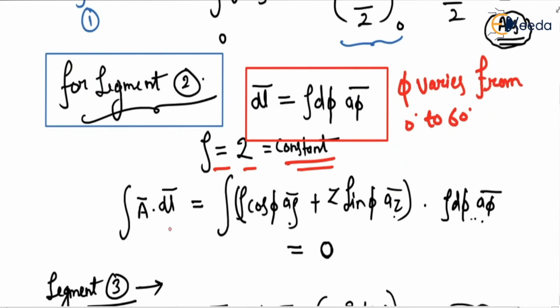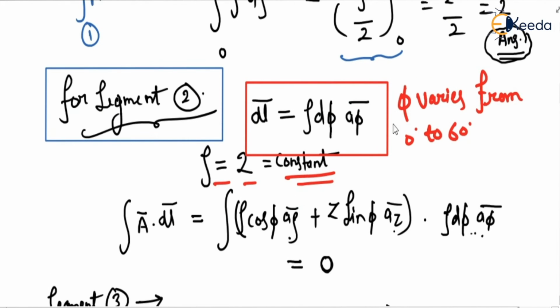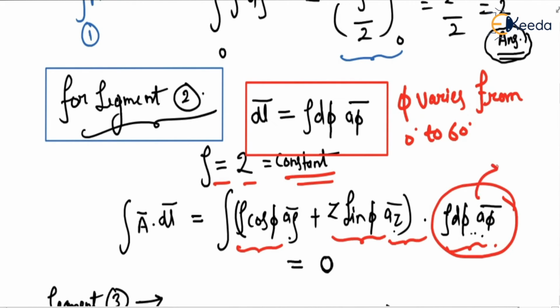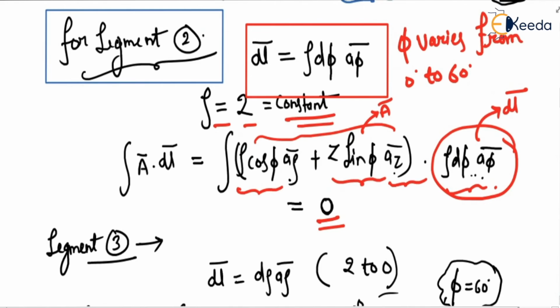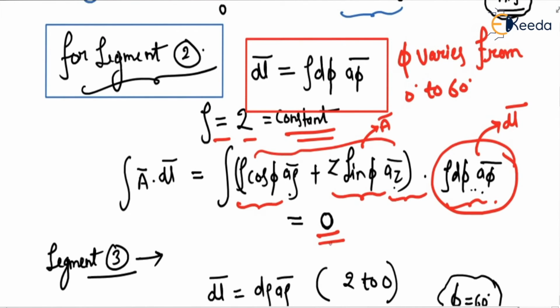So A vector dot dl vector: again, A vector is rho cos phi a rho plus z sin phi az, dot rho d phi a phi. This is completely dl vector, and this is completely A vector. There is no a phi term in the A vector, so the dot product will be 0. So for the second segment, the answer is 0.